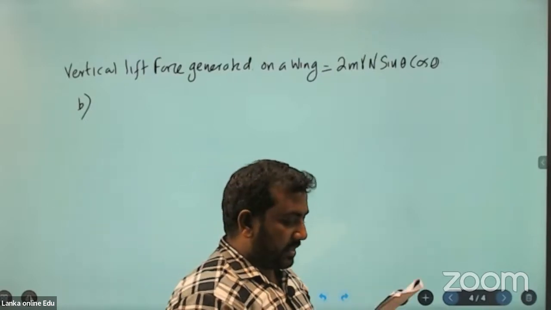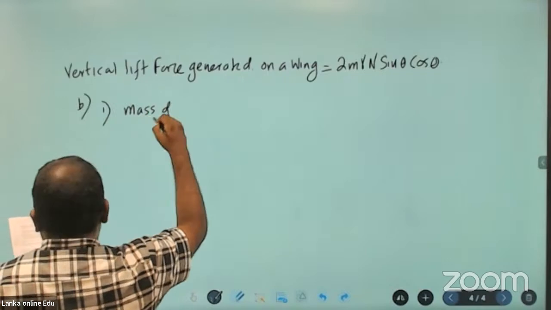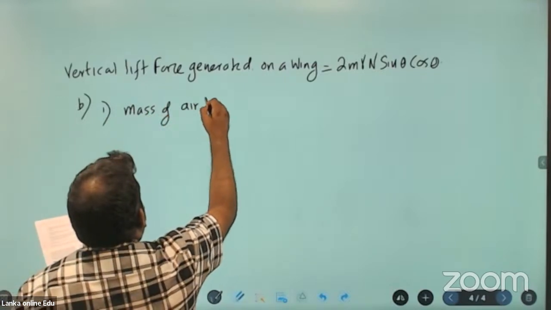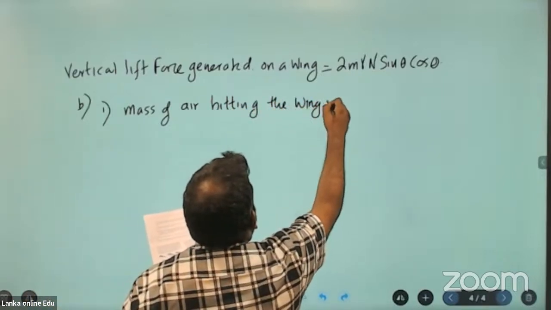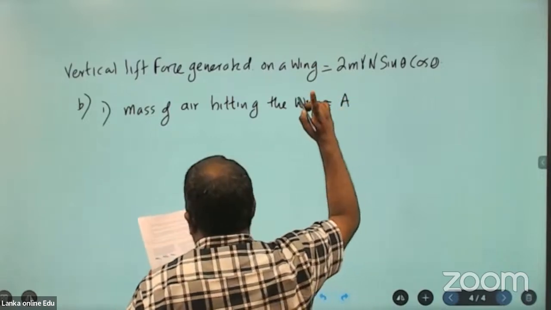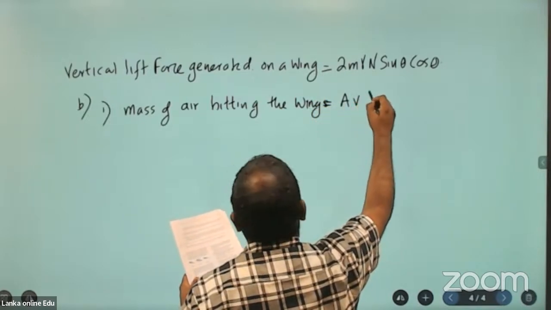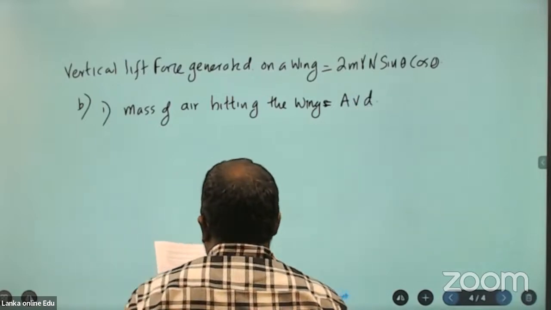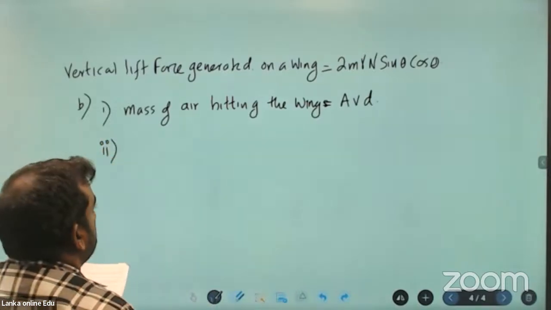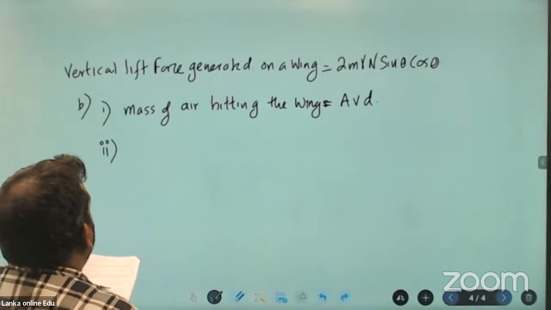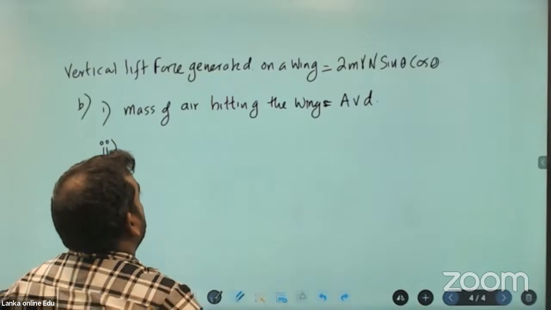So AVD is actually mass flow rate. Mass of air hitting the wing: area of one wing, A, times velocity V, times density D, AVD. Hence, express n in terms of AVD. Mass of air hitting the wing per second.